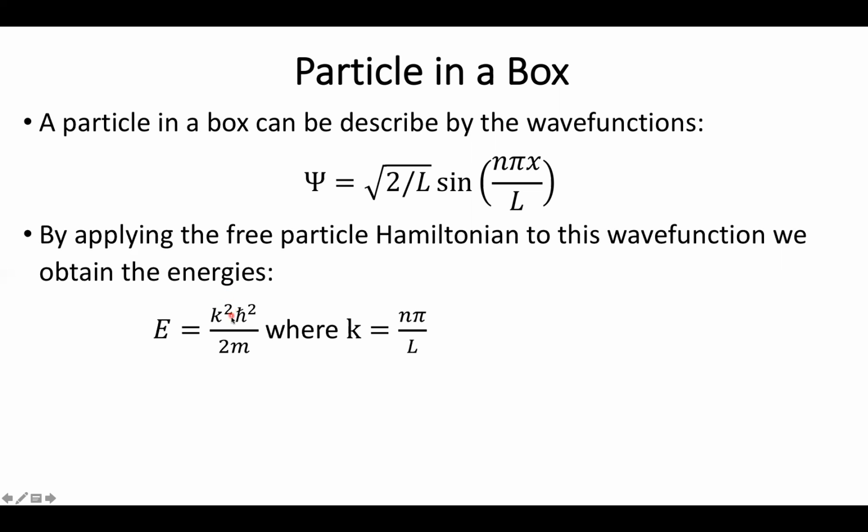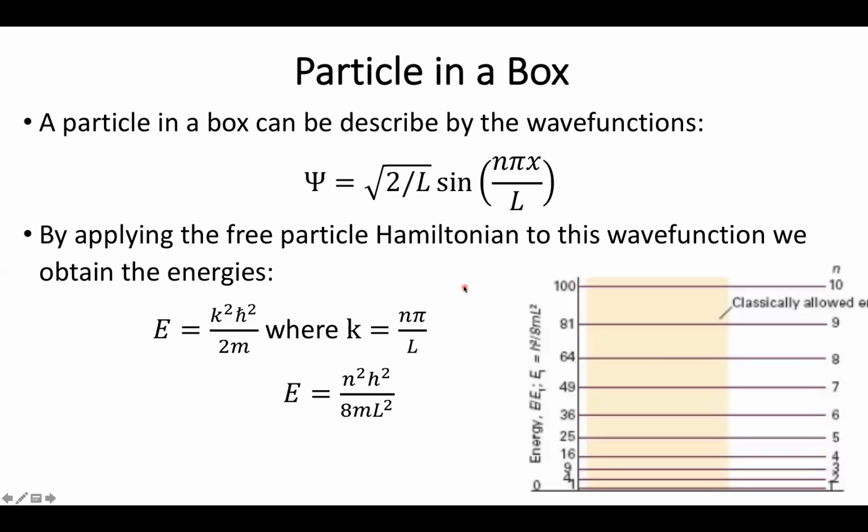So this still gets us back k squared h bar squared over 2m. So same value we had for a free particle. The biggest difference here is going to actually be what our k value is, because we've now constrained our k to n pi over L. So when we plug this in, this gives us an energy value of n squared h squared over 8 m L squared.